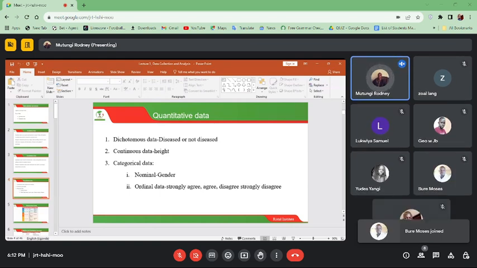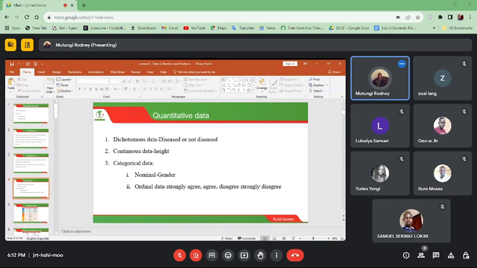Then continuous, for example, height. You have a lot of heights of people. If we were to go into our class and look at the weight, you would see a lot of variation. One could be 180, another 181, 182. So it is not dichotomous in nature. And then categorical, which can be either nominal or ordinal.